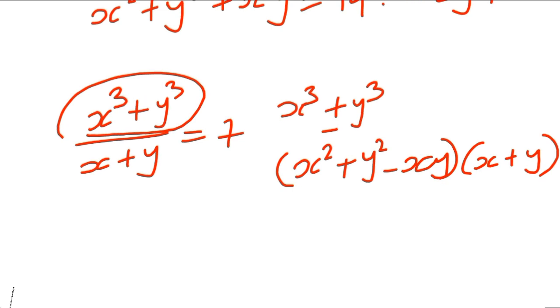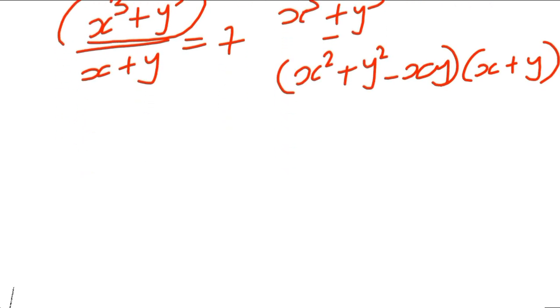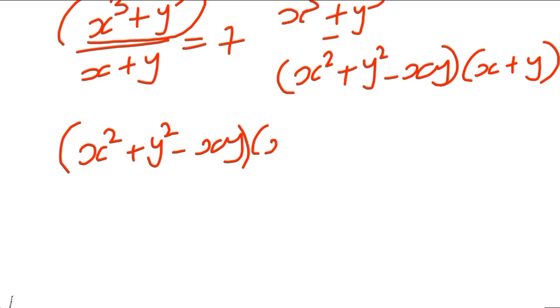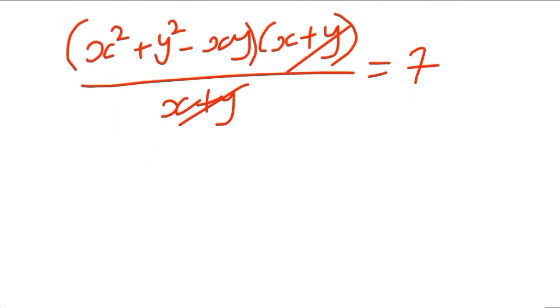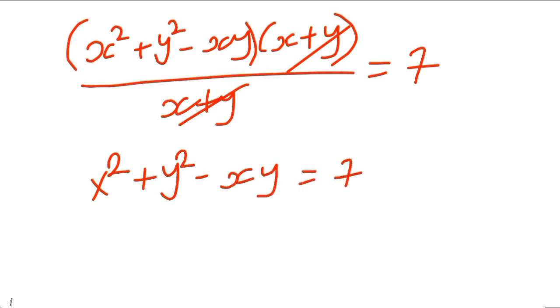Now when you substitute that into our main equation, we have (x squared plus y squared minus xy) multiplied by (x plus y) divided by (x plus y) is equal to 7. So this is going to cancel this, and on the left we are left with x squared plus y squared minus xy is equal to 7. So we're going to call this equation 2.